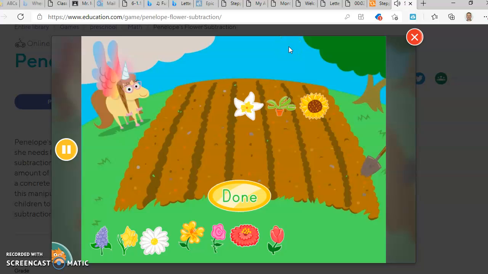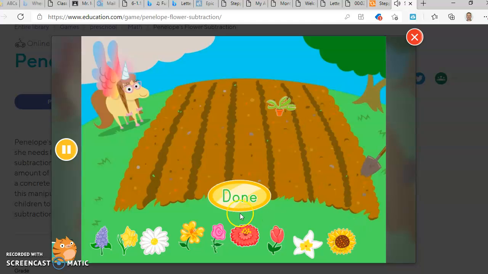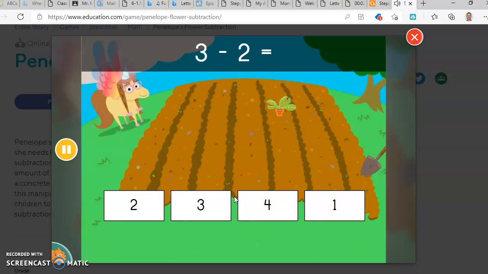Okay. Take away 2. Now, hit the done button when you're finished. He told me to take away 2. So I'm going to take away this one, and I'm going to take away the sunflower. And I am done. I'm going to click on this button. Correct.